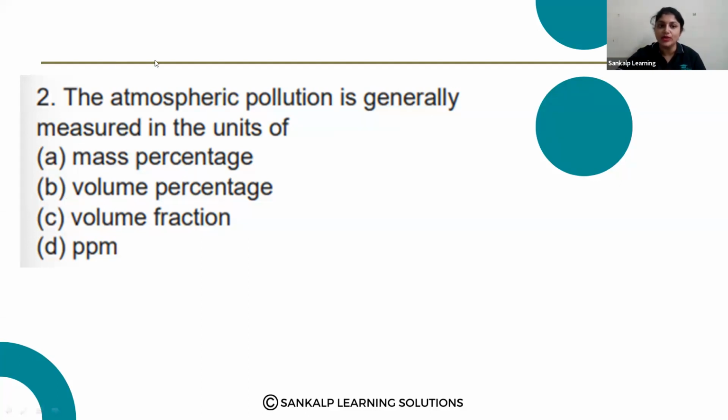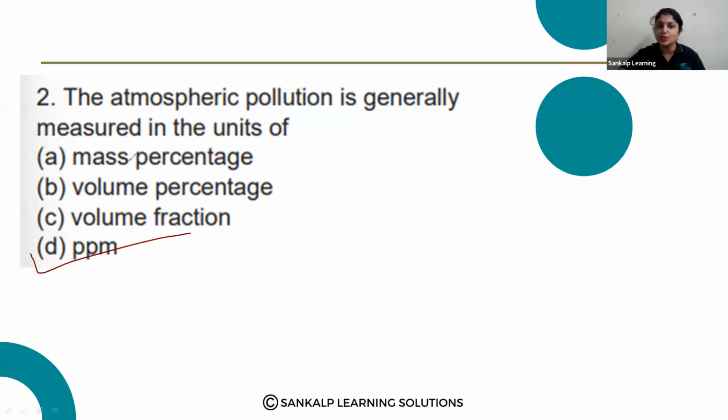Do you know what ppm is? Parts per million is used to calculate very small entities. So it tells you about very small quantities. So atmospheric pollution is generally measured in the units of ppm. So the answer is D. Okay, the answer is D.